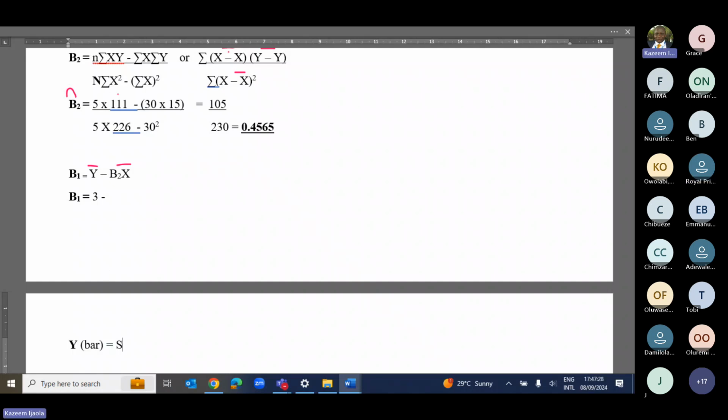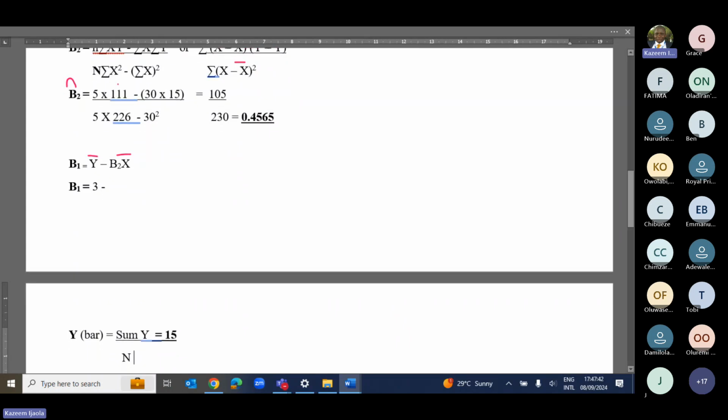Y bar is equal to summation y divided by n. So this is your y bar, summation y divided by n. This is 15 divided by 5, which is 3. So this is 3.